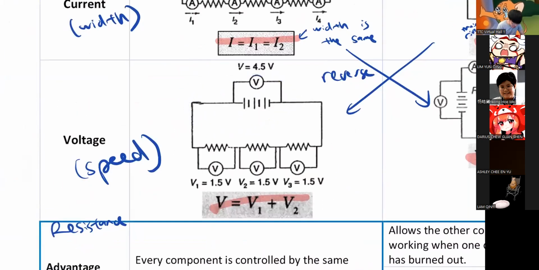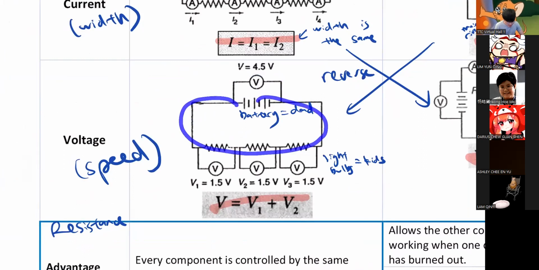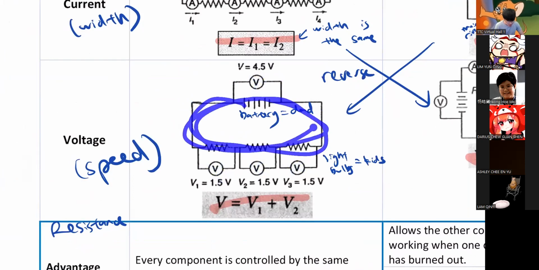This is the battery, right? Okay, battery is your dad. The light bulbs, they are the kids. What does it mean? For series, you can ignore the V, that's just the meter. For series, this is one river, right?